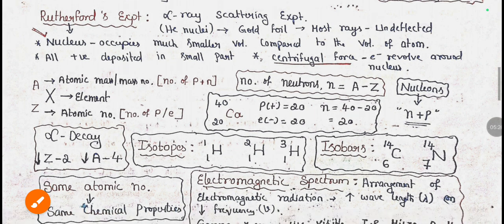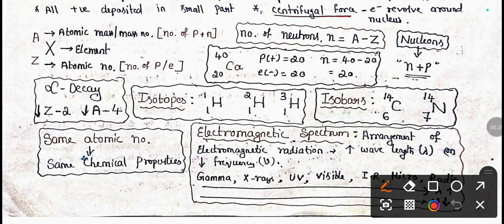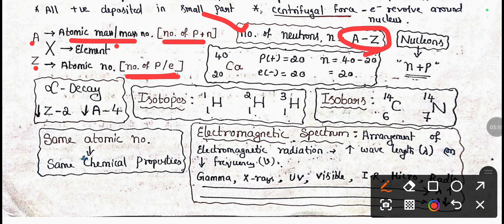Now come to some basic formulas which everybody knows. If you consider X as an element, the subscript Z is the atomic number, which is equal to the number of protons or electrons present in an atom, and the superscript A is the atomic mass or mass number, which is the total number of protons and neutrons present in an atom. The number of neutrons can be calculated by subtracting atomic number from atomic mass.